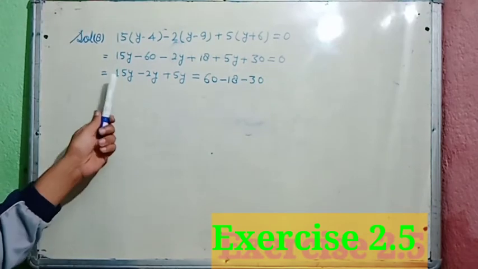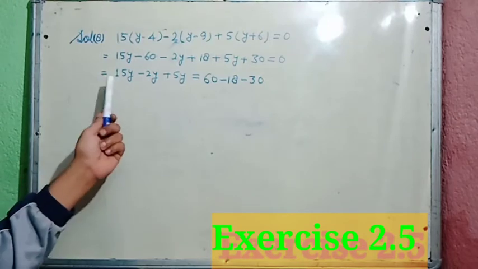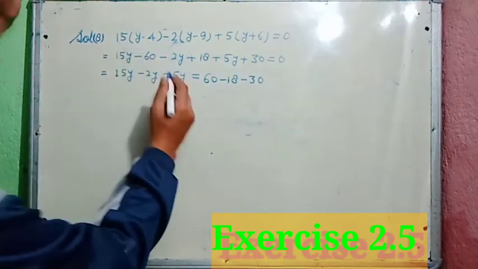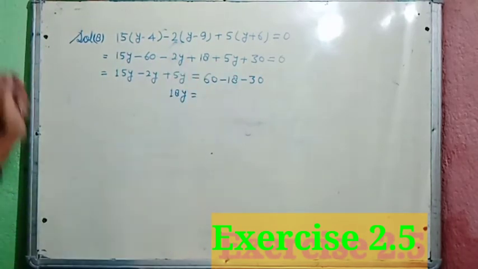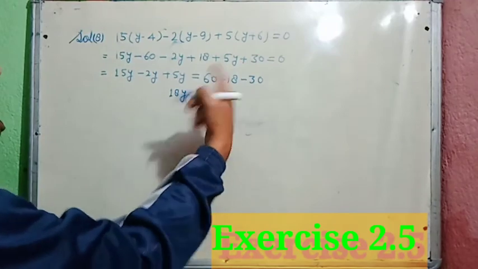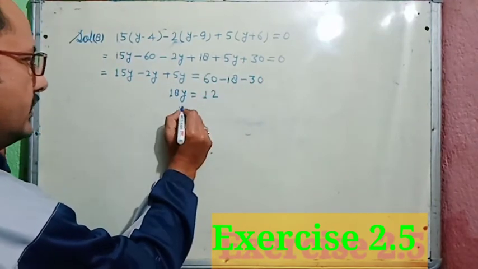तो ऑपरेट कैसे करेंगे? 15y minus 2y दैट इज 13y. लाइक टर्म आपस में ऑपरेट हो सकते हैं. तो 13y plus 5y इट इज 18y. यहाँ भी अपने ऑपरेट कर देना है. 60 में से 18 लेस करेंगे कितना आएगा? 42. और 42 में से 30 लेस करेंगे कितना आएगा? 12. तो y यूज क्या हो जाएगा?